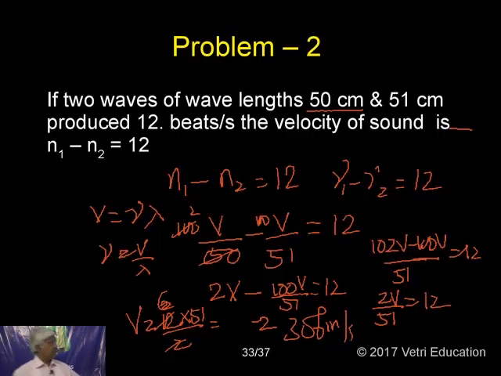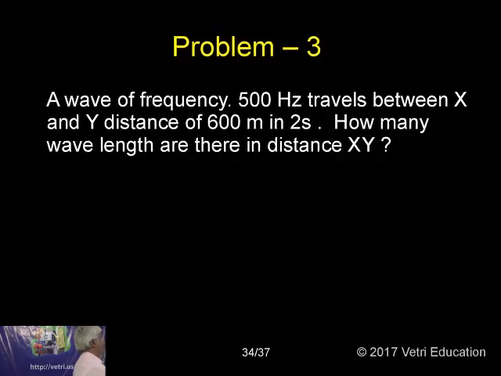If you are not using meter, it is very difficult to solve, because 1 by 50 minus 1 by 51, the value we cannot find easily. So it should be converted into meter, and automatically we get 100 divided by something. We use this step for getting the answer. So go for the third problem.